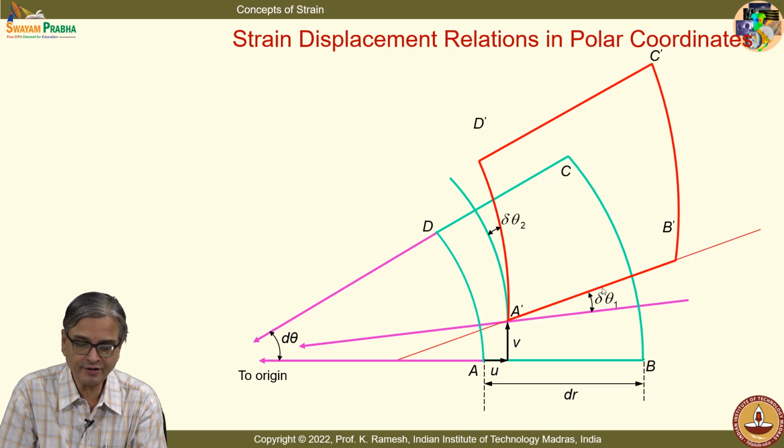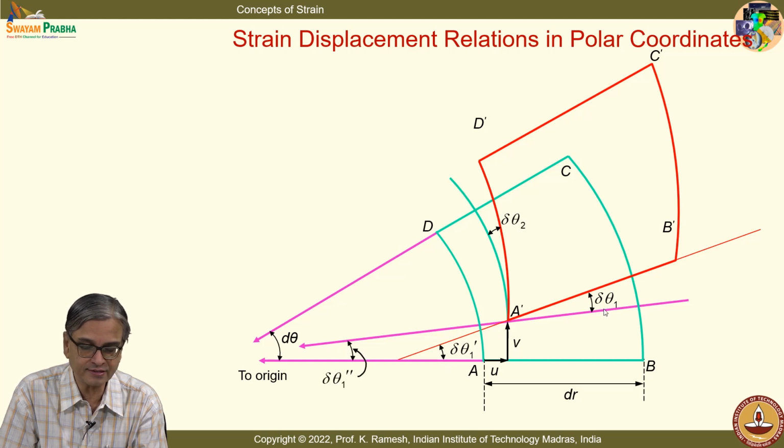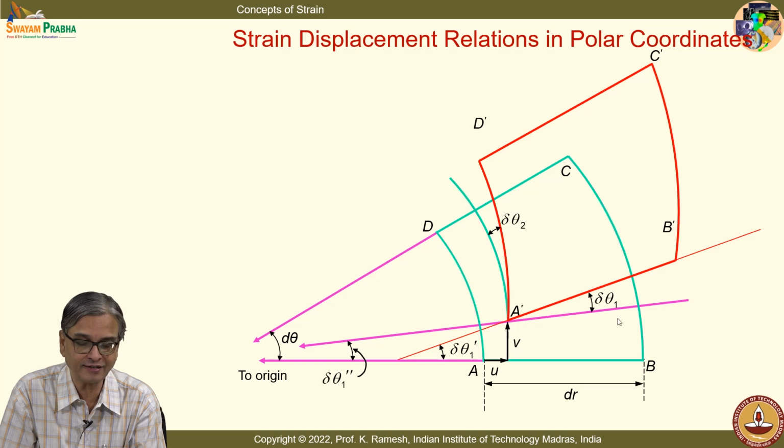But I will also have to recognize, if I have to calculate delta theta 1, that I can get this angle comfortably. I join this and then extend it. This I can express, and I will put it as delta theta 1 prime. I will also have another line drawn. What we have already drawn is this, and this is delta theta 1 double prime. I need these angles for me to find delta theta 1. For me to get delta theta 1, I have delta theta 1 prime minus delta theta 1 double prime. That is what you get as delta theta 1.